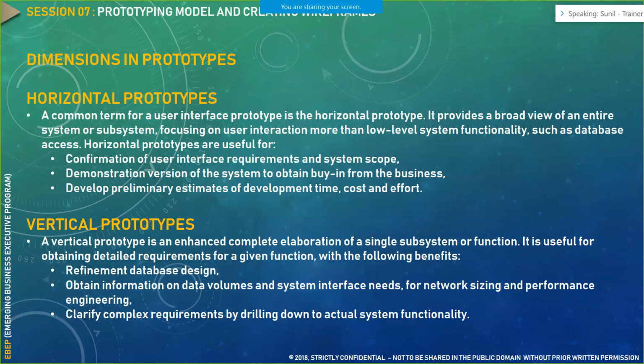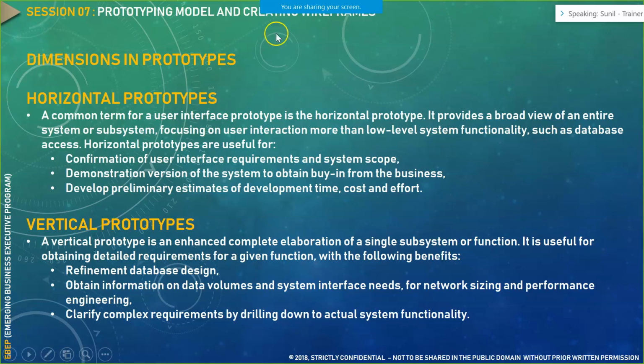Now, a horizontal prototype is a user interface prototype that is horizontal in nature. It provides a broad view of an entire system or subsystem, focusing on user interface interaction more than low-level system functionality, such as database access. Horizontal prototypes are useful for confirmation of user interface requirements and system scope, and as a demonstration version of the system to obtain buy-in from the business and develop preliminary estimates of development time, cost, and effort.